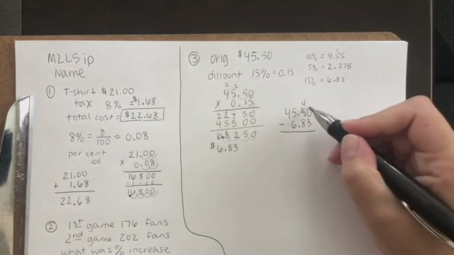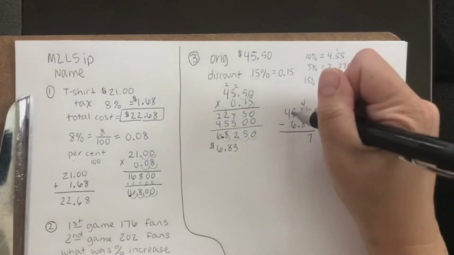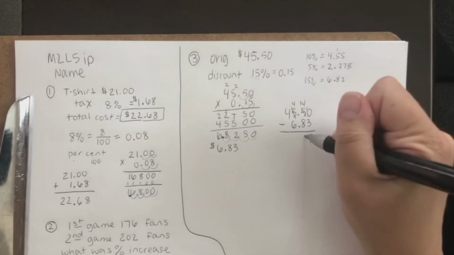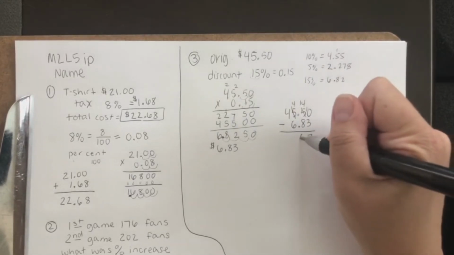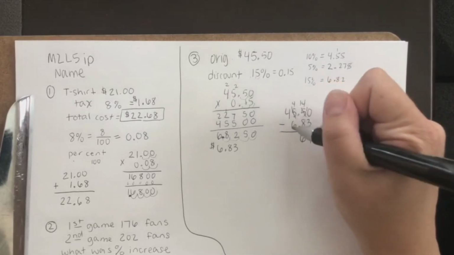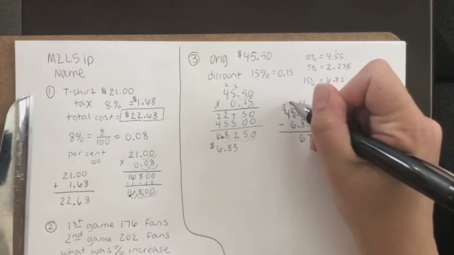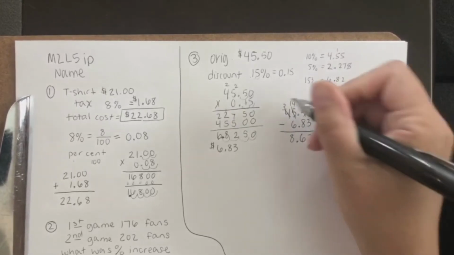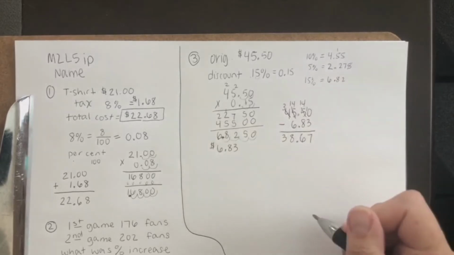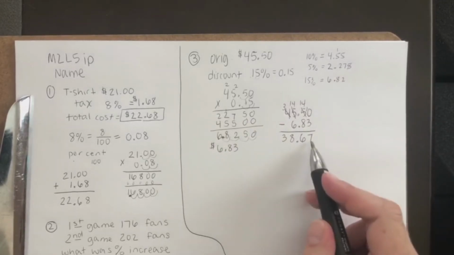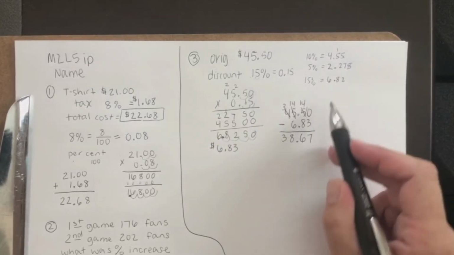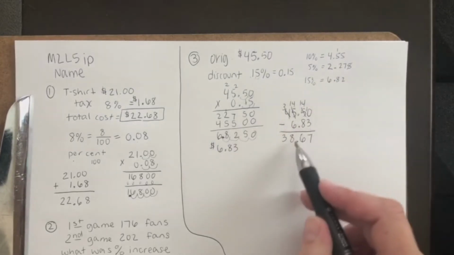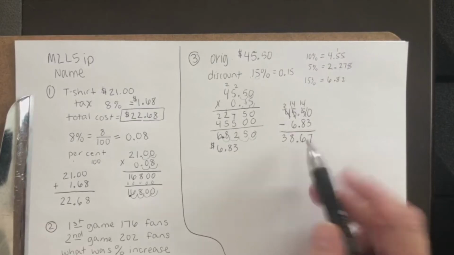We're going to have to borrow. 10 minus 3 is 7. We'll need to borrow again. 14 minus 8 is 6. And then we need to borrow again. 14 minus 6 is 8. And then 3 minus 0 is 3. So the new price is $38.67. And when I did my estimation in my head and kind of showed you what I was doing in my head, I was right there at $38 to $39.